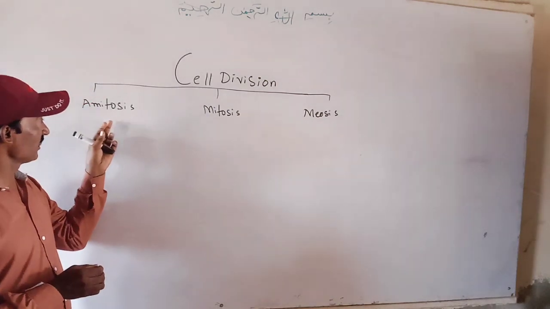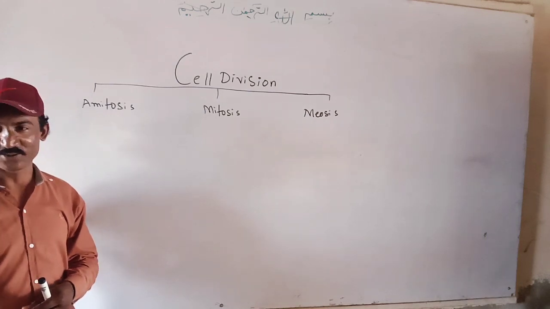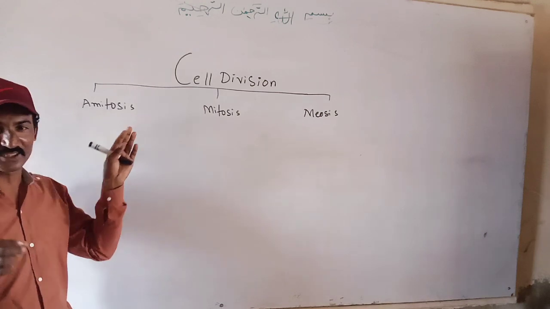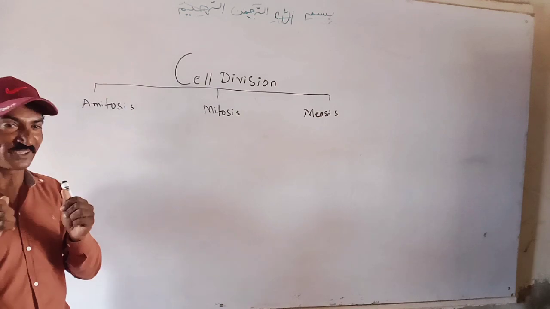Amitosis is found in unicellular organisms and bacteria. You can see here that amitosis is found in bacteria. It means binary fission, and the two bacteria separate during binary fission.